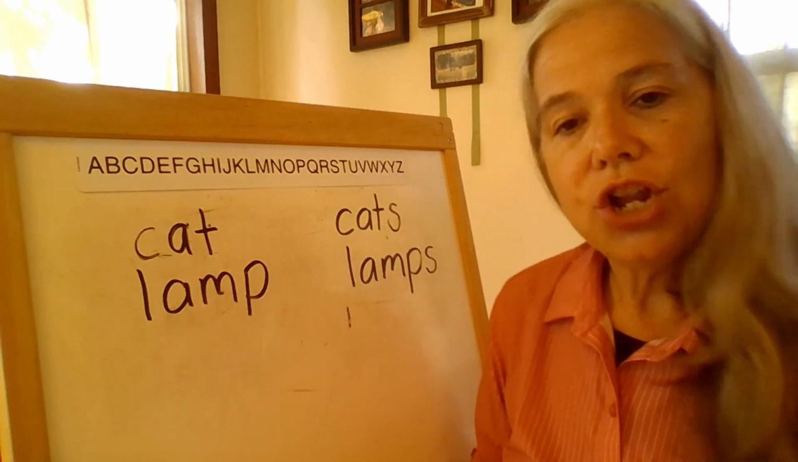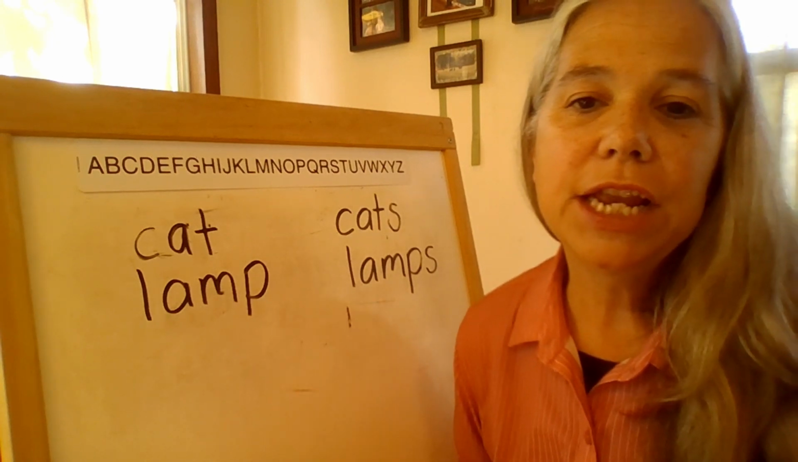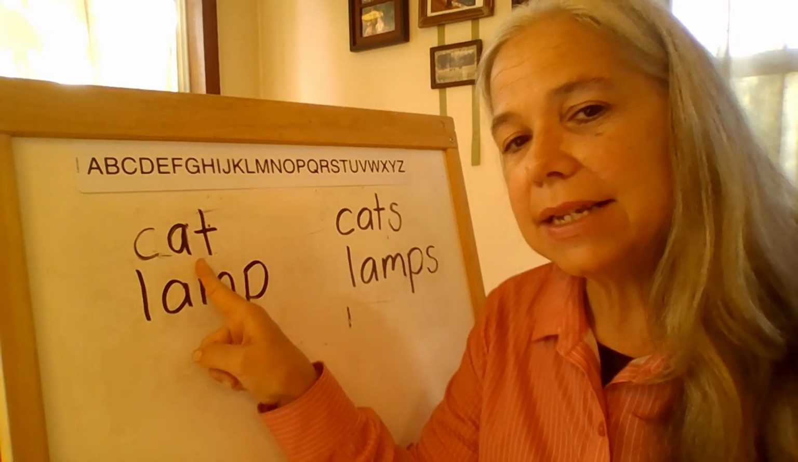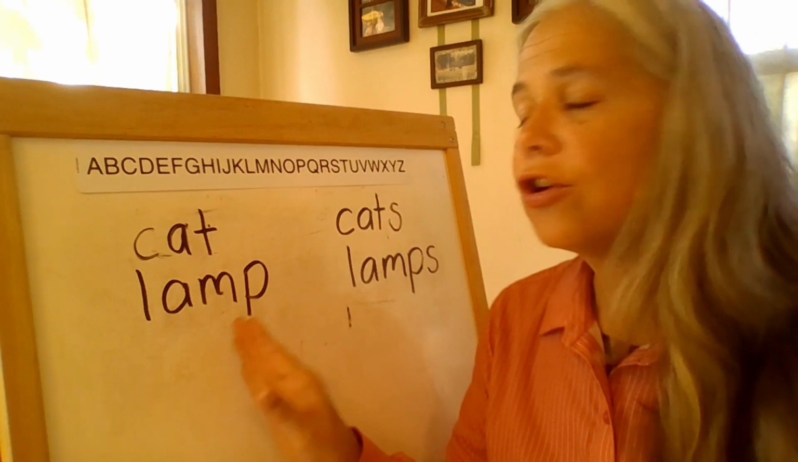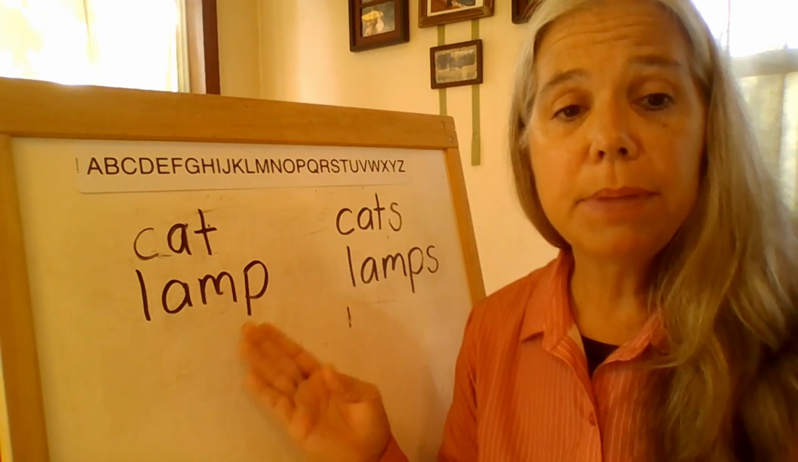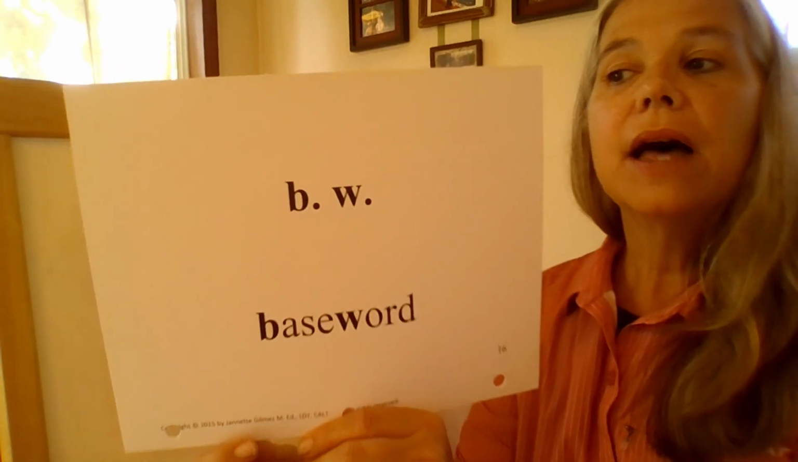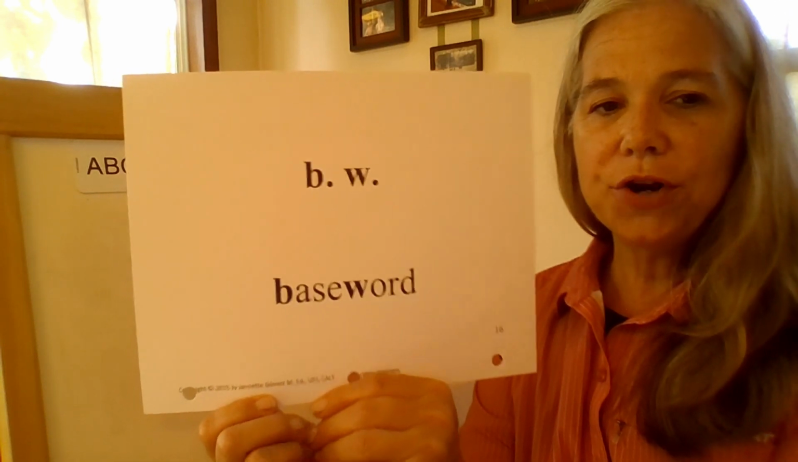Today, we will learn a new language concept. I will say some words, and I've also got them written here on the board. Repeat these words after me. Cat, lamp. These are called base words. A base word is just a complete English word. That's a new concept for us. A base word. A base word is a complete English word.